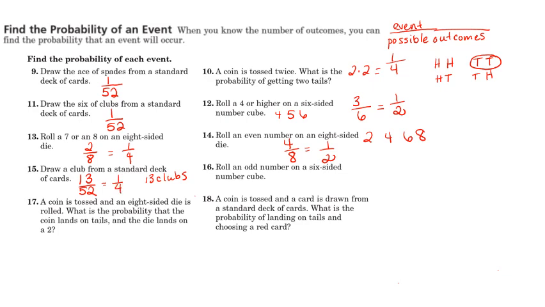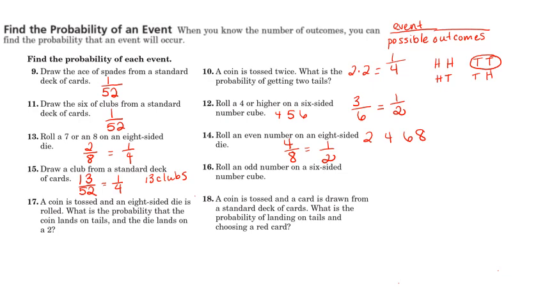The other way you can think of it is there's 4 different suits, so there's 4 different possible outcomes. There's the heart, the club, the diamond, or the spade, and only one of those is a club, so 1 out of 4. So either way, you're still getting 1 out of 4.